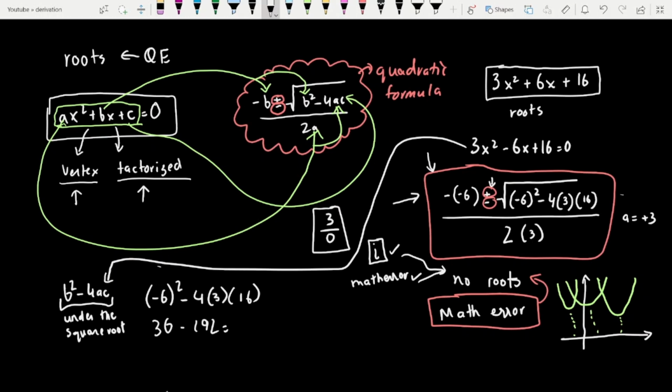And you can clearly see we're going to have a negative number when we solve this out. We cannot put this in a square root and solve it out. That's going to be a math error. So no roots. Our discriminant is negative, and so we have no roots.